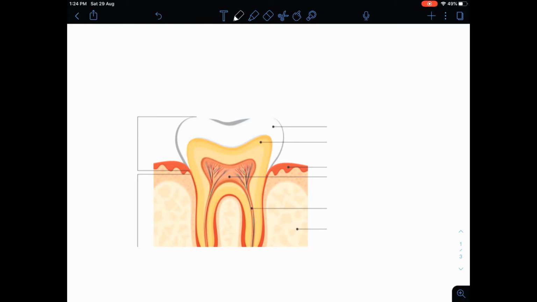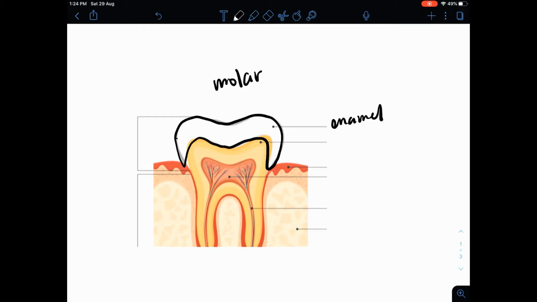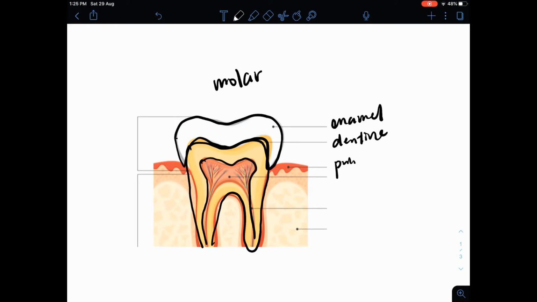So first of all, what we can see here is a typical molar. A tooth has three layers. The first layer, which is the white layer, is known as the enamel. Next, the yellow layer is known as the dentine, and then the red layer is known as the pulp space and root canal.